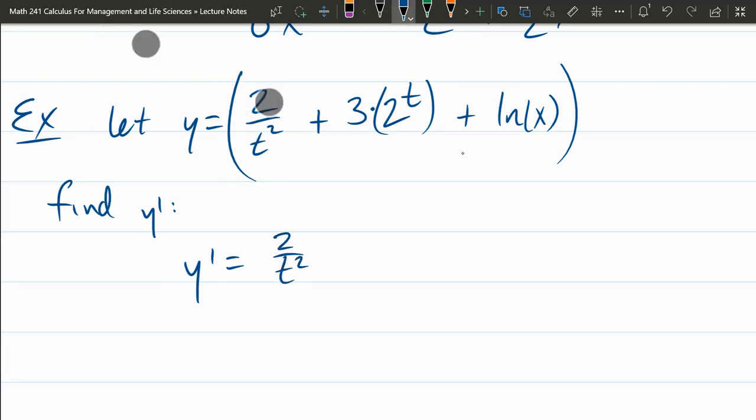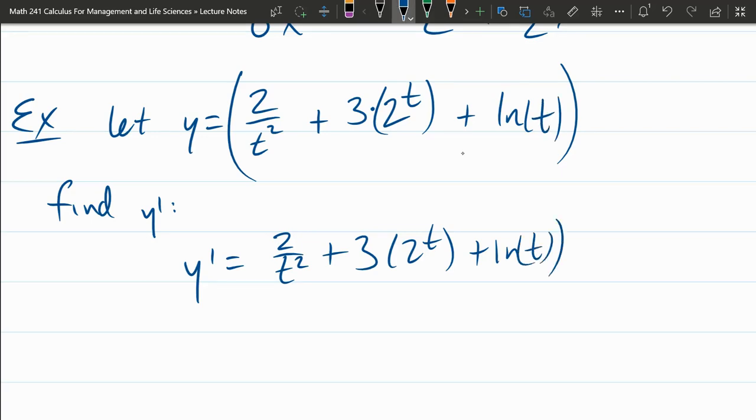2 over t squared, 3 times 2 to the t plus ln t. So I'm writing my prime up here. Now this is not a d/dx derivative, this is really a d/dt. So when we use prime, one of the advantages is it requires less writing, but the disadvantage is it doesn't tell us what variable we're taking the derivative with respect to, but it's usually pretty obvious. It's generally going to be x. Sometimes it'll be t, and on a few other occasions in word problems, it could be other letters as well.